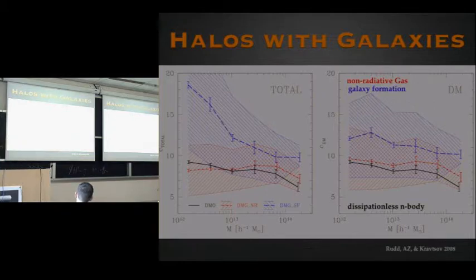I don't know if it's as clear up close as it is for all of you. The black line is the n-body simulation. The red is the non-radiative gas simulation. And the blue is the galaxy formation simulation again. So the same color scheme.